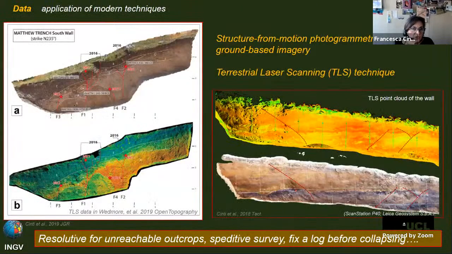Modern technologies are applied also in palaeoseismology, so the trench wall can be visualized in 3D with structure from motion photogrammetry, from ground-based imagery. And we can also apply the TLS technique to visualize contrast in the stratigraphy and structures. Both of these are useful for unreachable outcrops, for speedy surveys, or also to fix a log before collapsing.